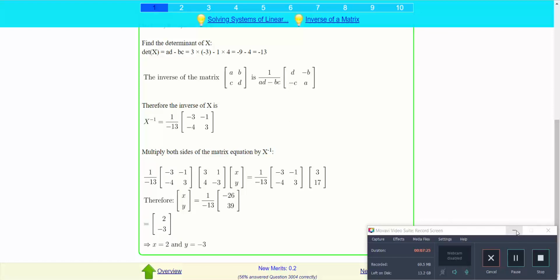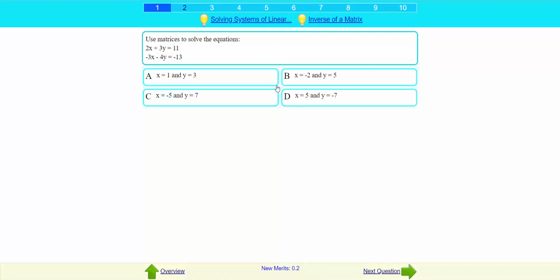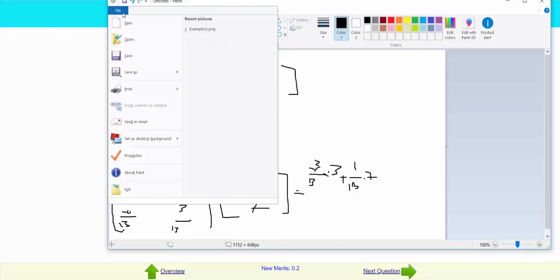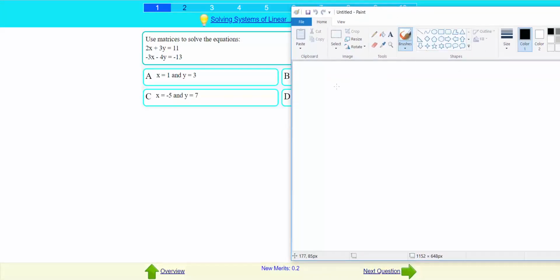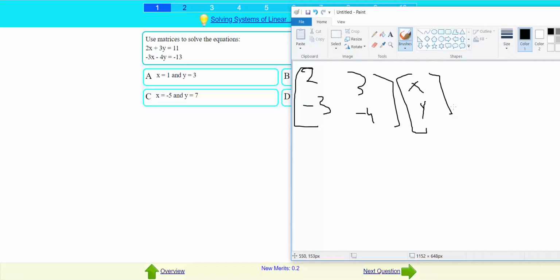I'm not sure why this is running. Let's do another one. We could do the same here using a similar approach. You could do a new one, don't save it. And then we start laying down the grounds where we have the 2 and negative 3, then 3 and negative 4, and then the x and y. They have the x and y, and then this would equate to 11 and minus 13.